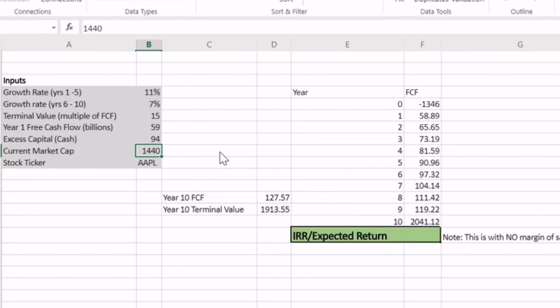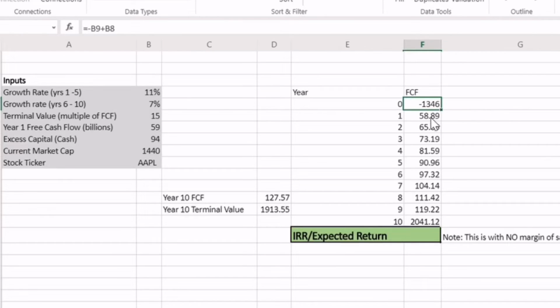But right off the bat, Apple has cash already sitting there in their bank accounts. So what I'm doing as our effective purchase price is simply 1440 minus 94, which you'll see as a little formula in here. So effectively the price that we're paying is 1346 billion. And that's in here as a negative number because that is a negative sort of cash flow. We're laying out money in order to get some money back from the returns of this business in the future.